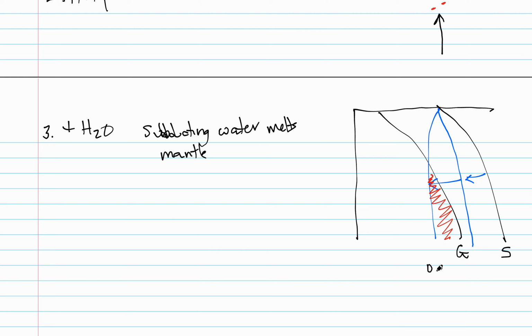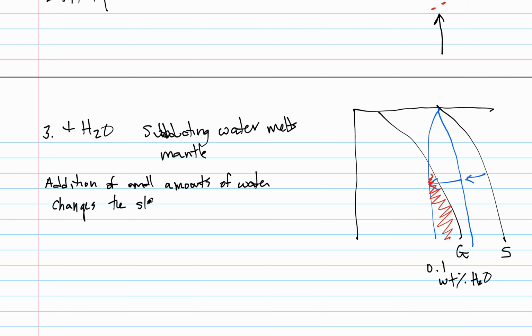Now, the amount of water to do this is actually very small. It's about 0.1 weight percent H2O. And subducting slabs are made up of clays and water in porosity and other minerals that have water. And so getting that 0.1 weight percent H2O isn't too hard. All right, so that's our drawing. We're gonna say addition of small amounts of water changes the slope of the solidus to allow colder melting.